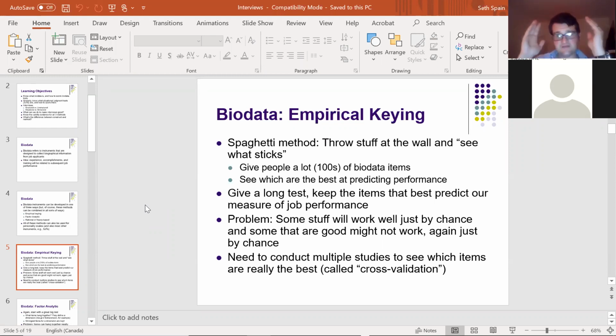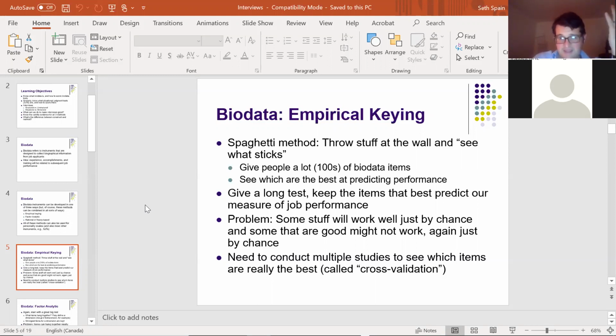So the basic idea is, and in general this happens a lot with lots of different sorts of measure development. Like when we talked about personality testing a few weeks ago, similar sorts of things happen there. We basically give the applicants a long test, and we keep the relative handful of items that predict our measures of job performance well.